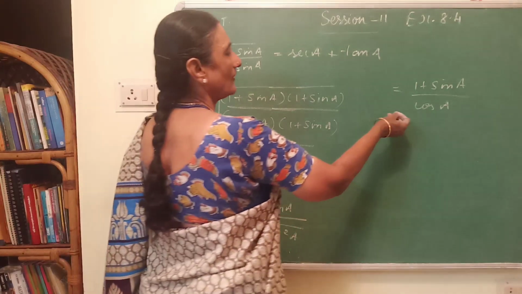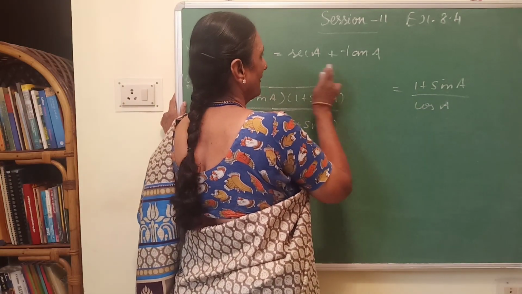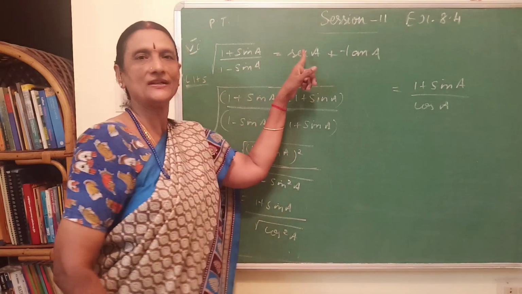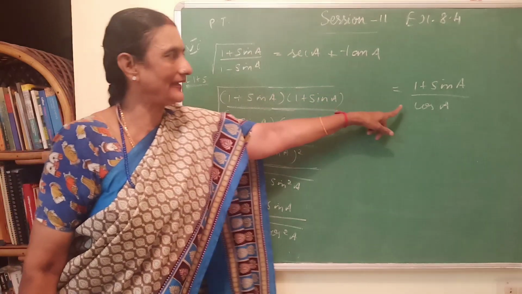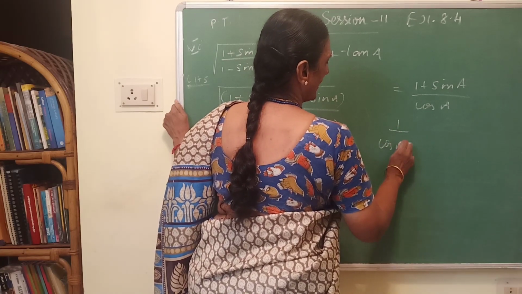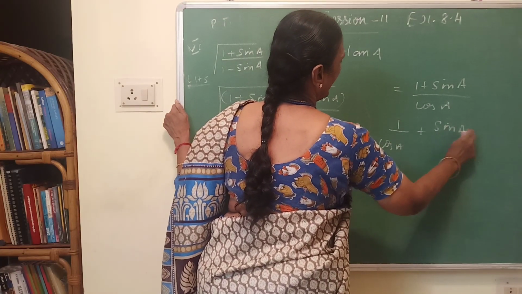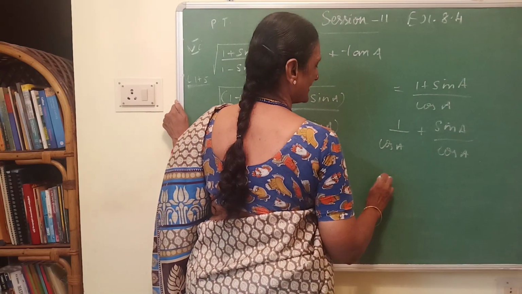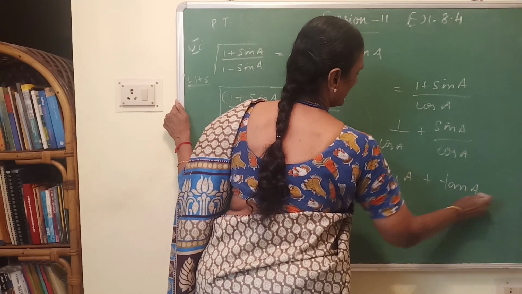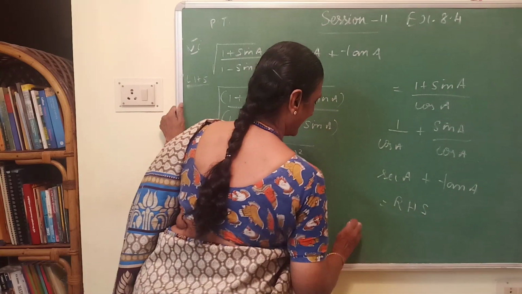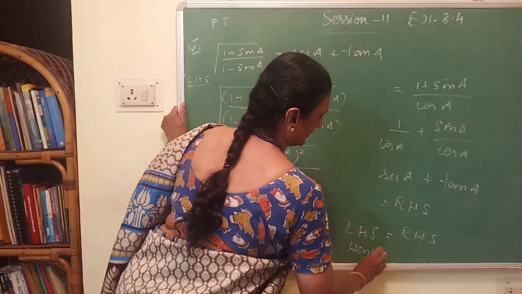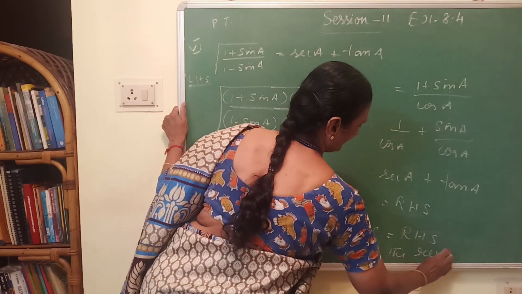Now I have got the answer as secant A plus tan A. Now I have to focus my result towards this result. So I am taking that cos A to individual terms. If I take it, I get 1 by cos A plus sin A divided by cos A. So what is 1 by cos A, children? It is secant A, and sin A by cos A is tan A, which is the RHS. Now see, LHS is equal to RHS. Hence the result is proved. We have to conclude like this. Hence the result, you have to conclude.